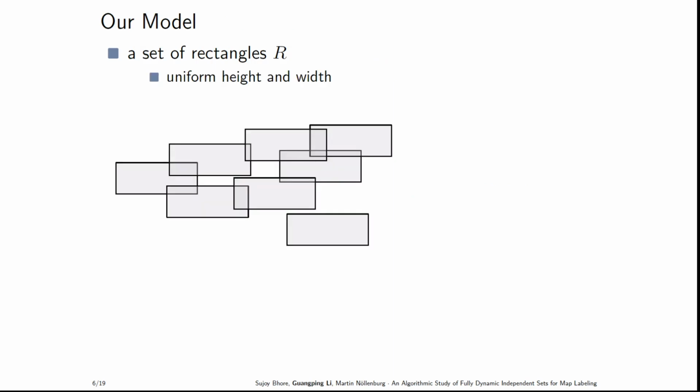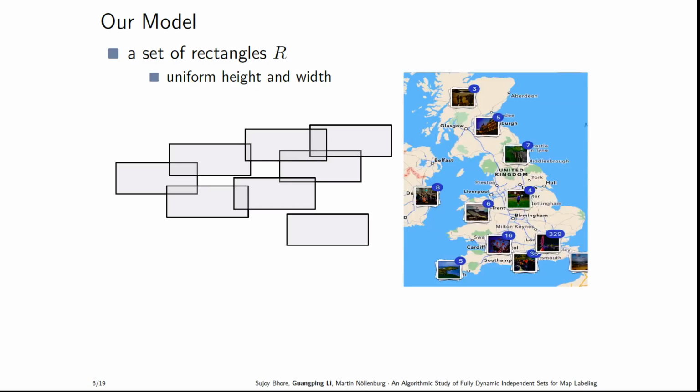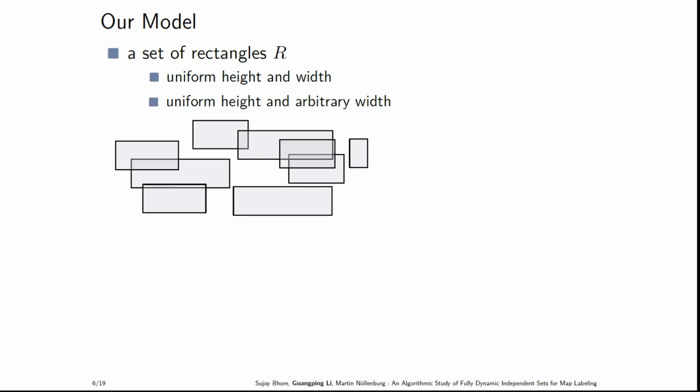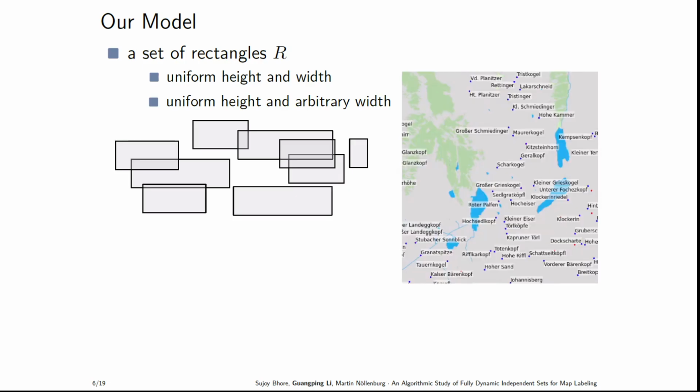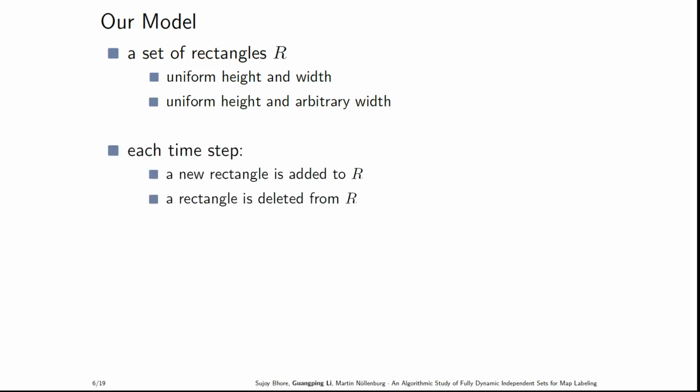And we study dynamic rectangles of two types. One is rectangles of uniform height and width. For example, this situation arises in maps with uniform photos as labels. And the second one is rectangles of uniform height and arbitrary width. So think about maps with labels in the same font size. And at each time step, either a new rectangle is inserted or one is removed.